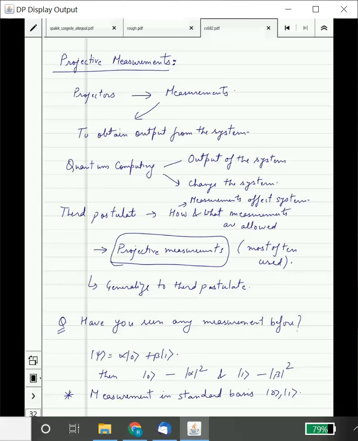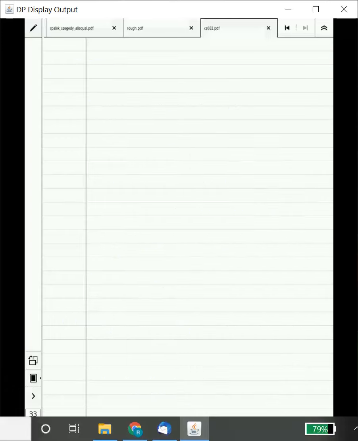What happens to the state itself? At this point, just take this definition as some name, that we are measuring psi in the basis 0, 1. We know that we obtain 0, so the state changes to 0, we obtain the output 0 with probability alpha square. This is the complete description of the standard measurement.